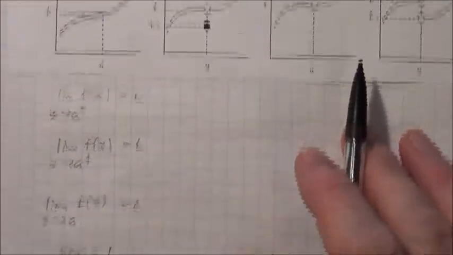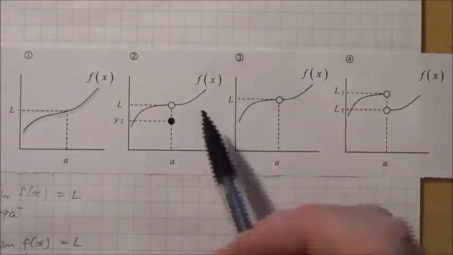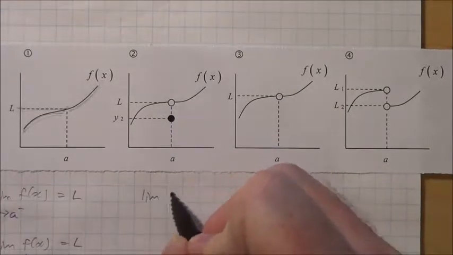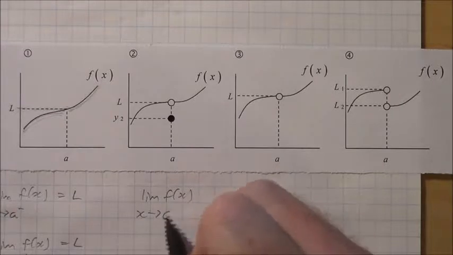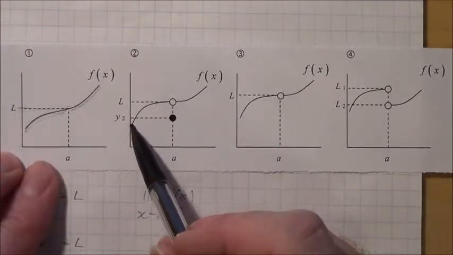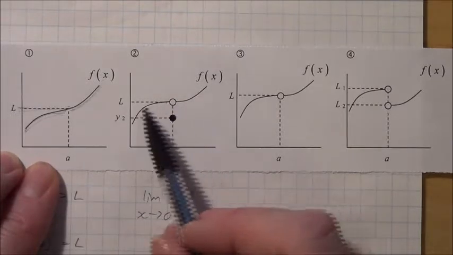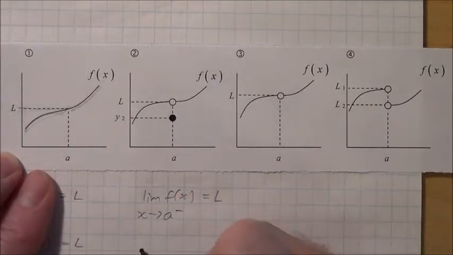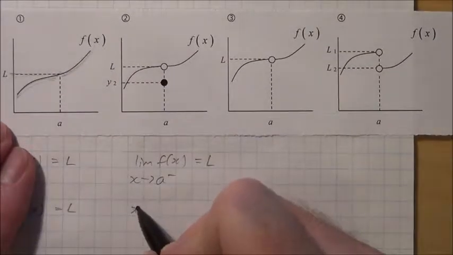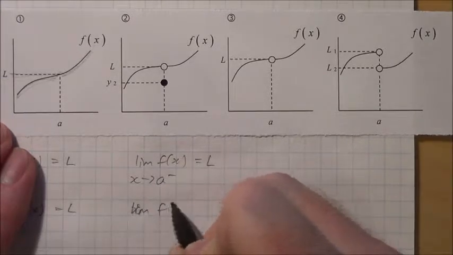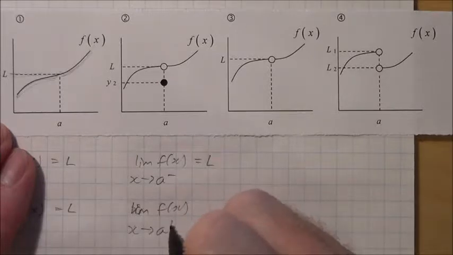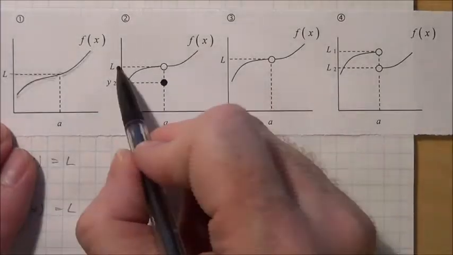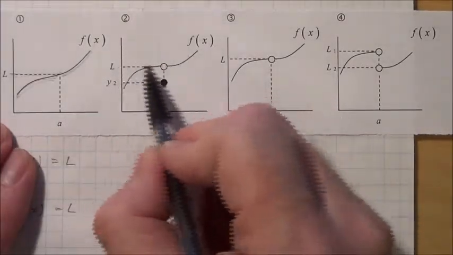Alright, so let's take a look at another example here. Example 2. Again, when we go from the left side, the limit of f of x as x approaches a from the left, we're traveling along the left side here towards the value of a, and we see that the y value it approaches is actually L. We see also that the limit of f of x as x approaches a from the right, as we come along here from the right, equals L. It's the same y value that is being approached from both sides.